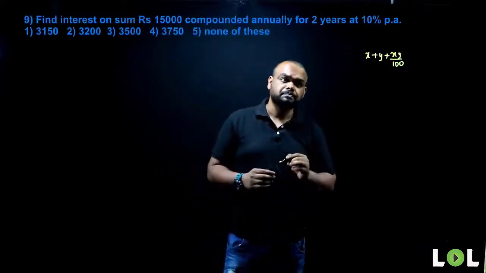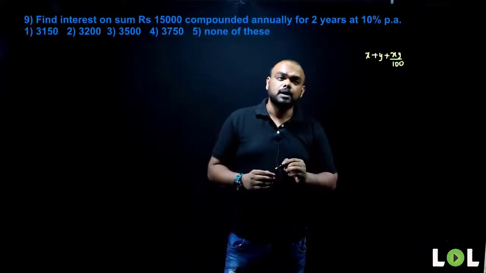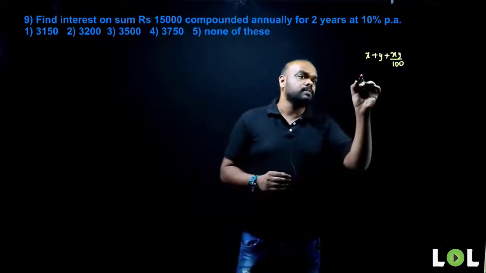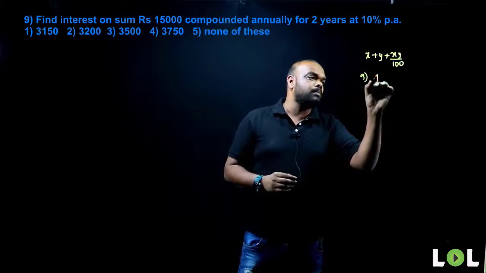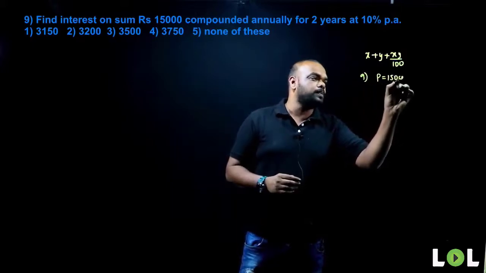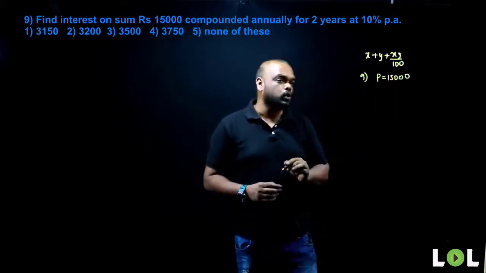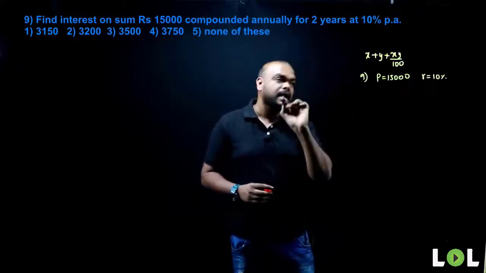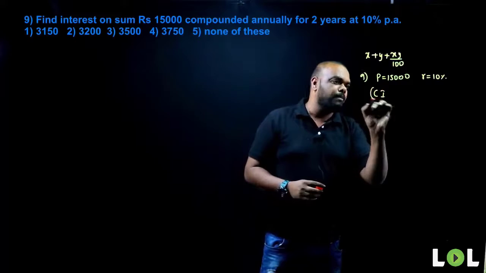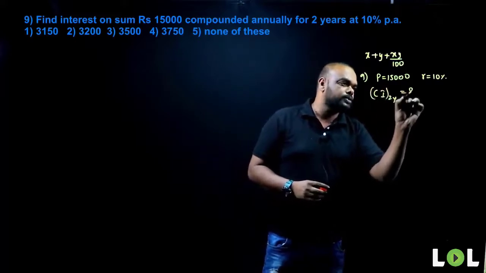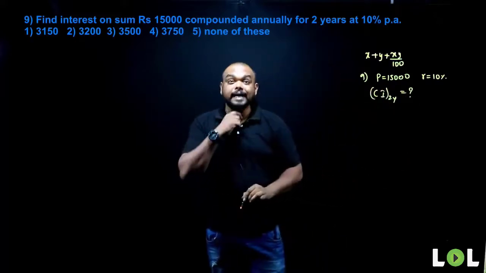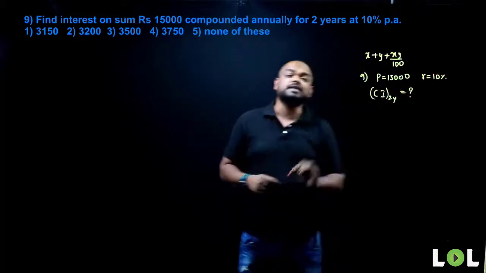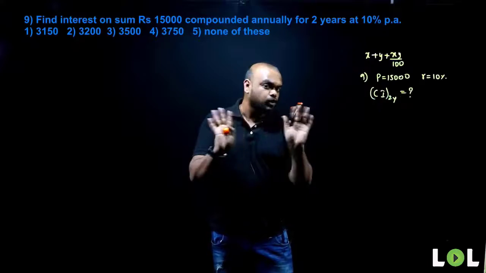Question, please. What do we have here? Find the interest on a sum of rupees 15,000, that is principal, compounded annually for 2 years at 10% per annum. R is 10% per annum. Compounded annually means he is asking compound interest for 2 years. Okay, how do you calculate the total interest? If it is simple interest, you could have told 10%, 10%, 20%. But in compound interest, you cannot tell that.